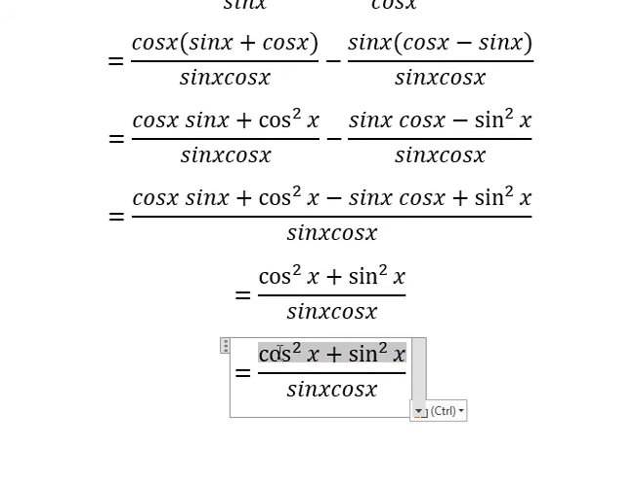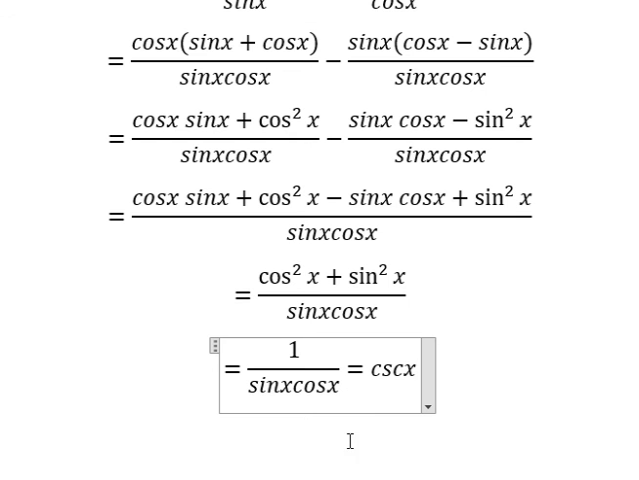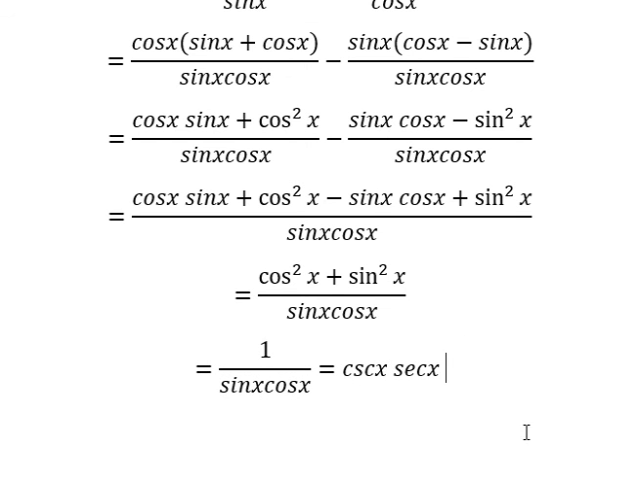This one we know should be number 1. The next one, 1 over sinx, we have cosecant of x. 1 over cosine x, we have secant of x. And that is the final answer.